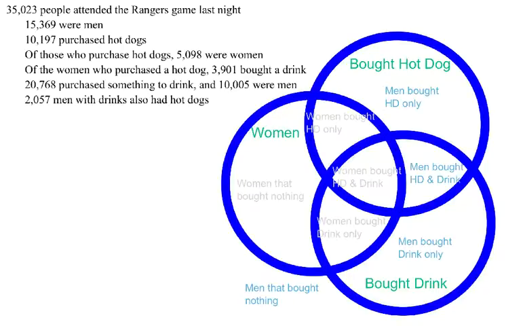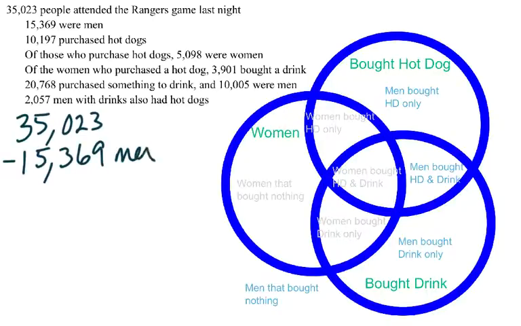So here, I've went ahead and labeled each of these sections. You'll notice that the men's sections are in blue and the women's are in gray. And we'll go ahead and keep those there, and we'll just write over them. So there are, in total, 35,023 people. And 15,369 were men.